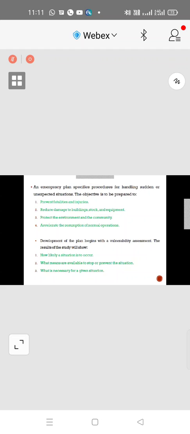Development of the plan begins with a vulnerability assessment. How likely is a situation to occur? If the probability is high, then control measures have to be implemented. What means are available to stop or prevent the situation? What is necessary for a given situation? So the necessity of the situation prepares for the emergency conditions, and the available resources to prevent the situation bring out the mitigation and prevention of the plants. In those conditions it can be acted upon.